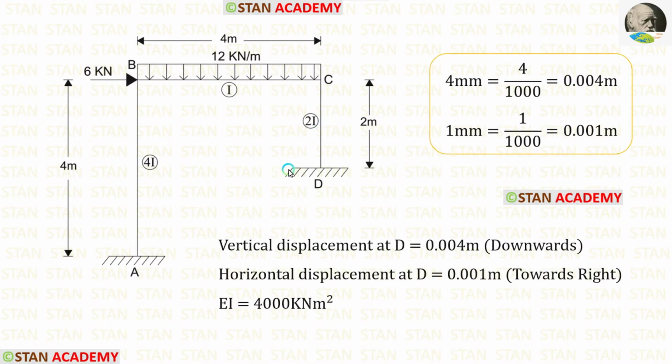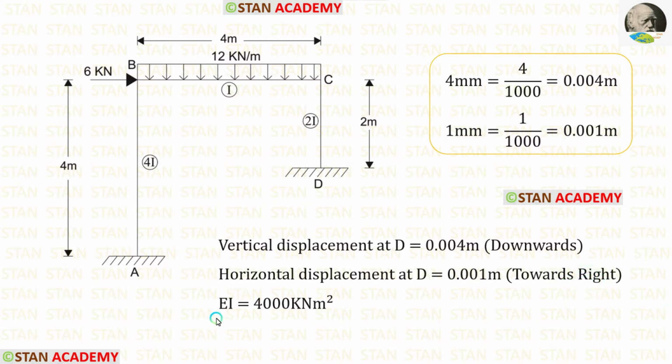In this frame, the support D is yielding. The vertical displacement in the support D is 4 mm. When we convert 4 mm into meter, we are getting 0.004 meter. And the displacement occurs downwards. The horizontal displacement in the support D is 1 mm. When we convert 1 mm into meter, we are getting 0.001 meter, and the displacement occurs towards right side.